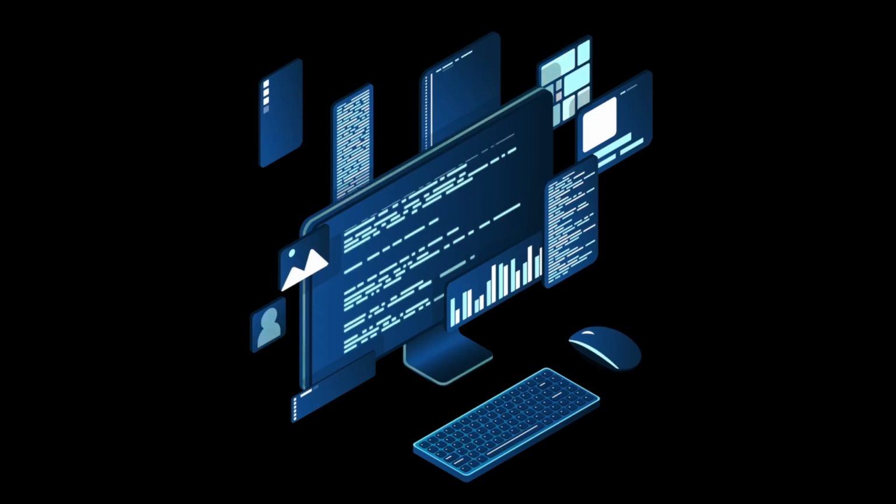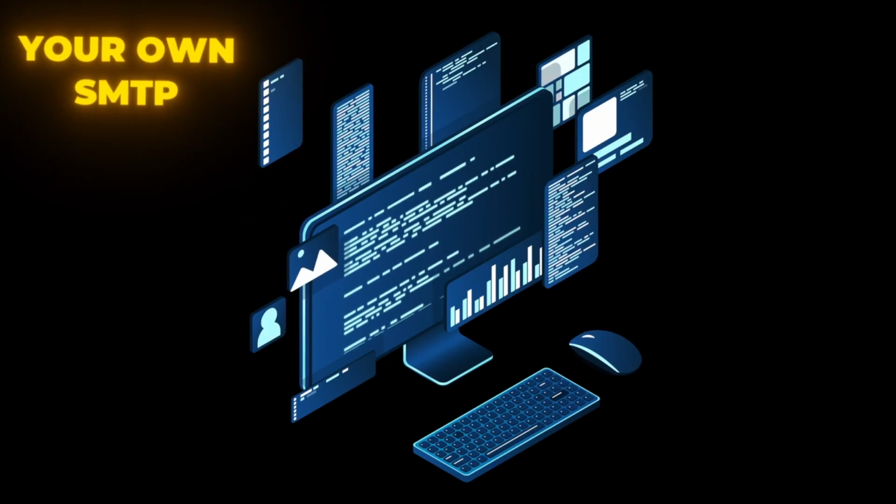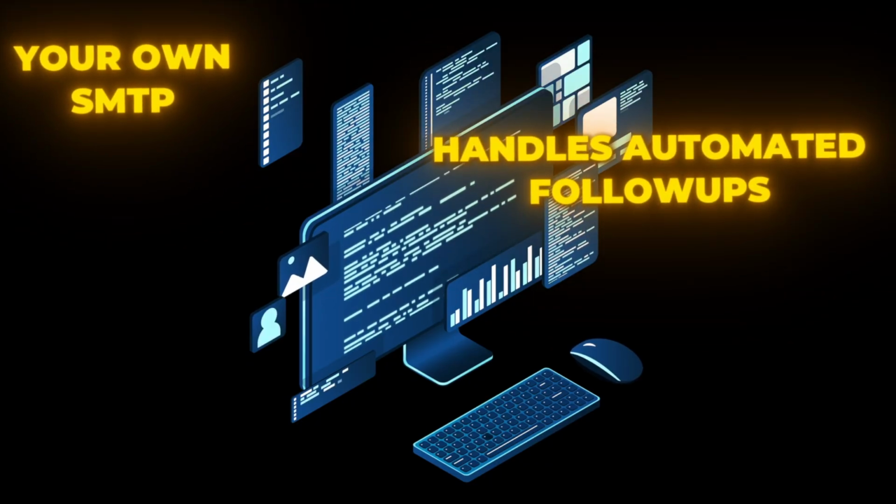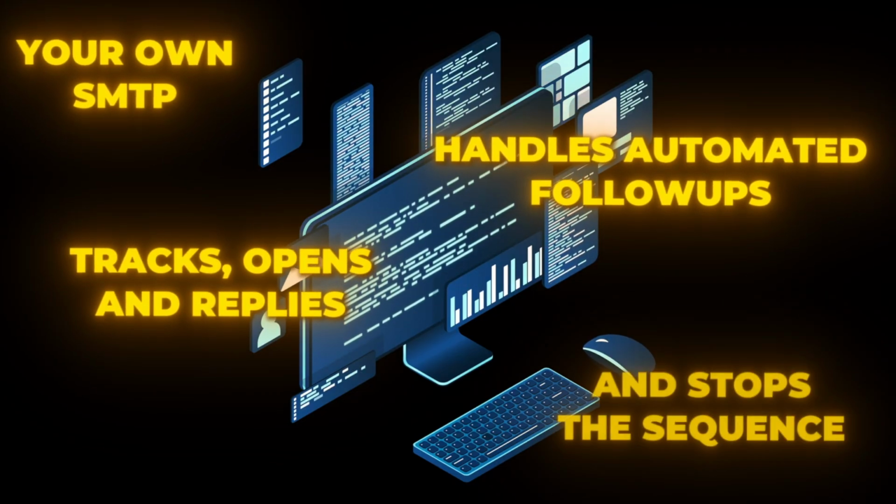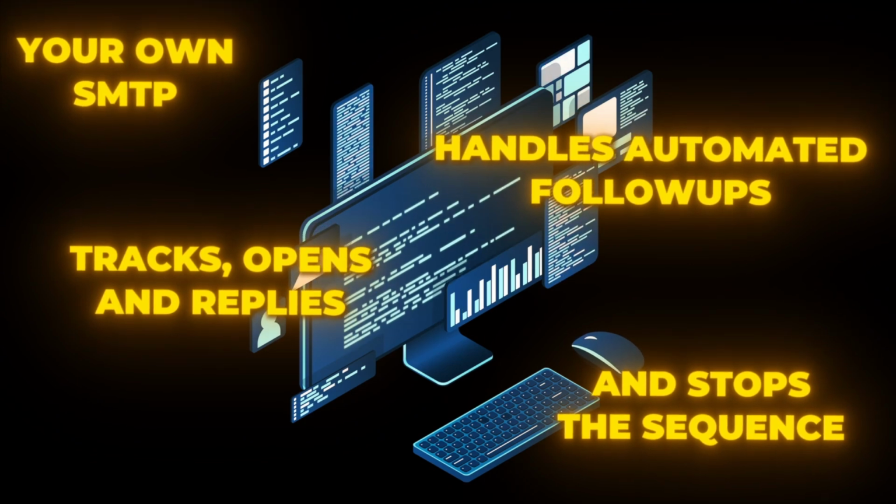For email verification, this is separate. Use something like NeverBounce or ZeroBounce. Run your list through that before it ever goes into a campaign. For sending and sequences, you want a platform that connects to your own SMTP, handles automated follow-ups, tracks opens and replies, and stops the sequence the moment someone responds.